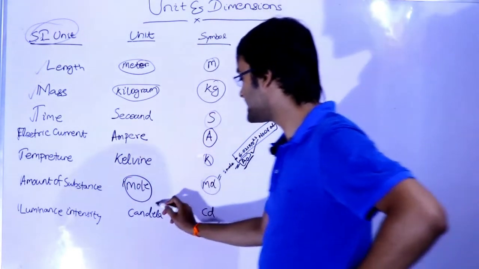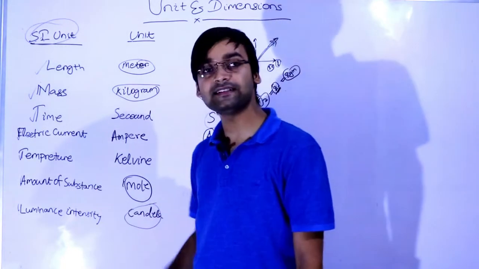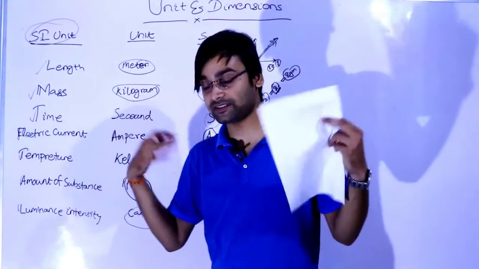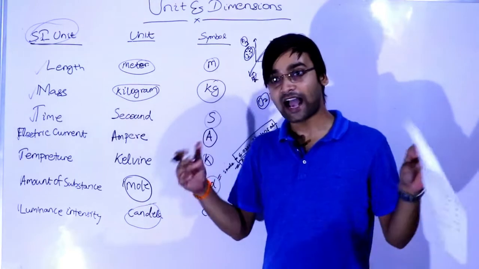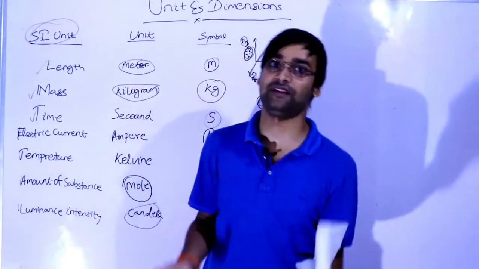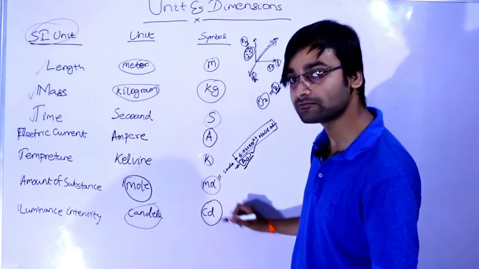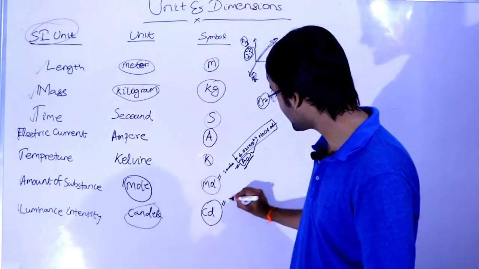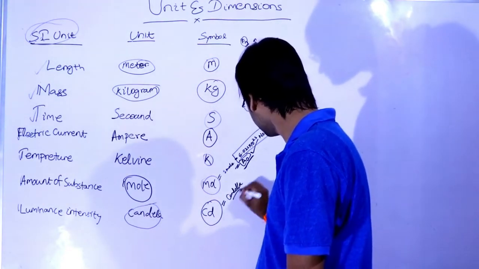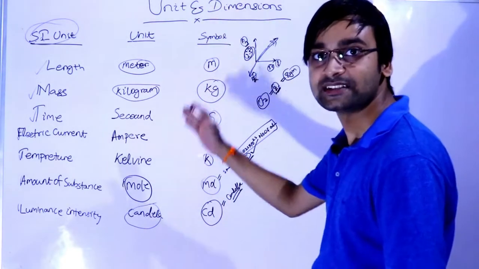Another term is called candela. Candela is a unit to measure the luminous intensity, how much illuminated it is, to what extent it is glaring. I can increase my luminance, I can decrease my luminance, I can switch off that bulb, and luminance is decreased. So this is called CD, not cadmium. This is CD. CD stands for candela.